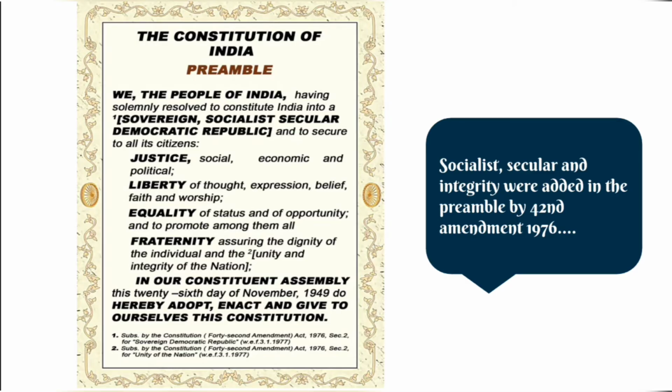So in our Constituent Assembly on the 26th day of November 1949 do hereby adopt, enact and give to ourselves this constitution. Okay, so इतने सारे जो terms हमने use किए हैं इस preamble में like sovereign, socialist, secular, we will study all these terms. So इसके पहले हमें एक thing remember करना है, that is socialist, secular and integrity. ये तीनों जो term है, that was added in the preamble in 42nd Amendment 1976.